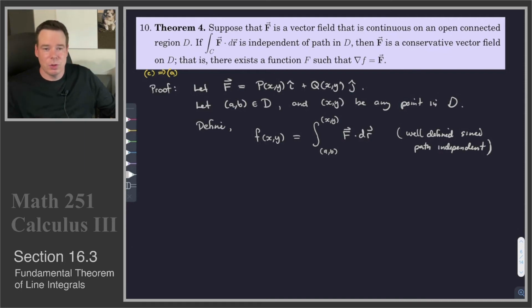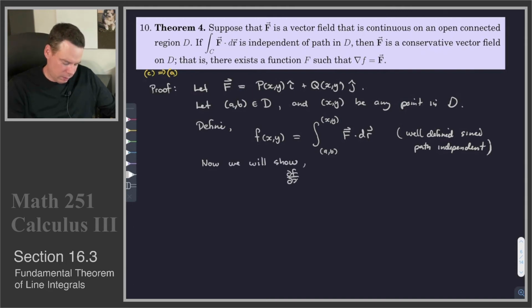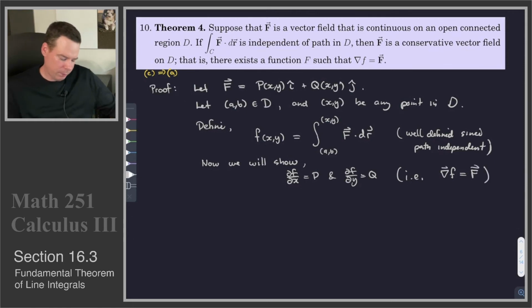Now I just need to show you that this is the function whose gradient is big F. So I need to show that the partial derivative of this with respect to x is P and the partial derivative with respect to y is Q. So now we show that del f del x is P and del f del y is Q. In other words, we are showing that the gradient of little f is big F. That's what we're going to show now. And here's how we're going to do it.